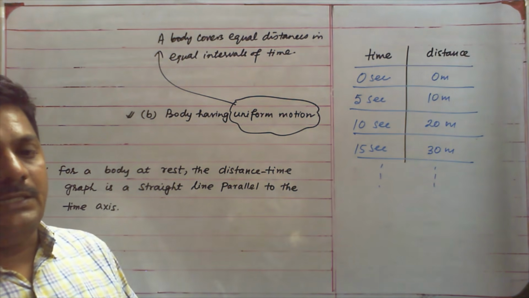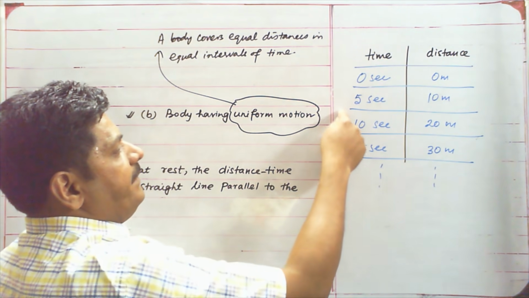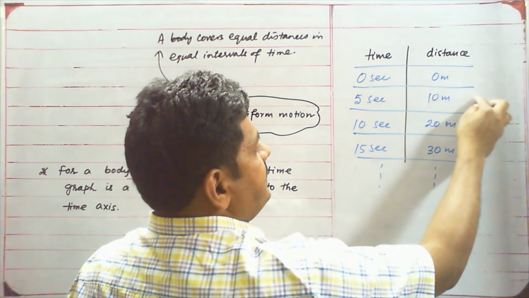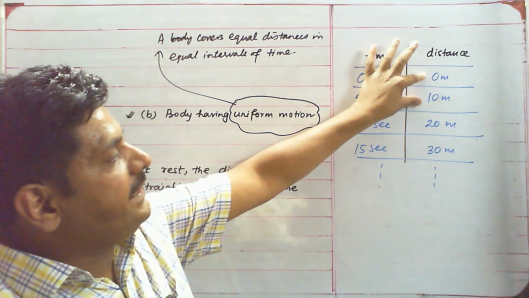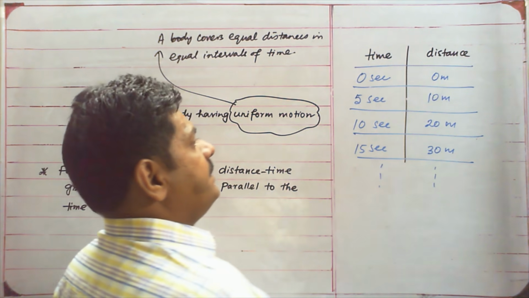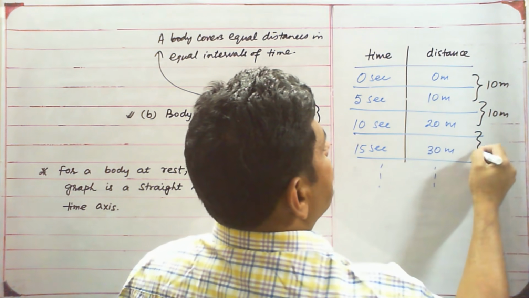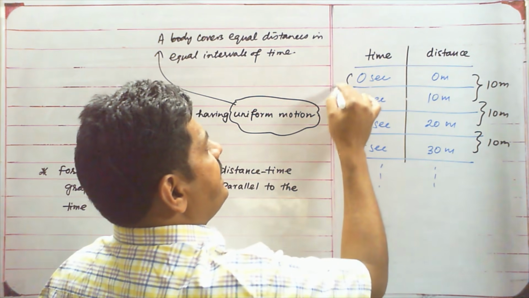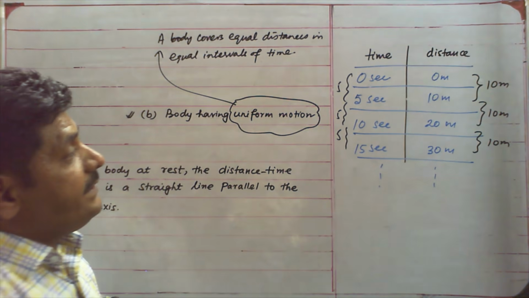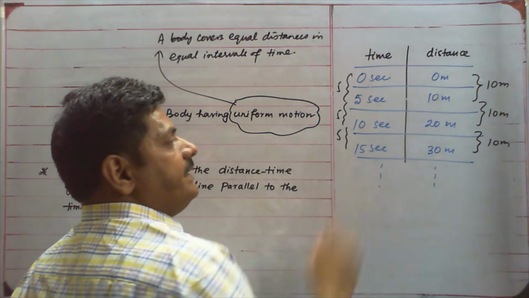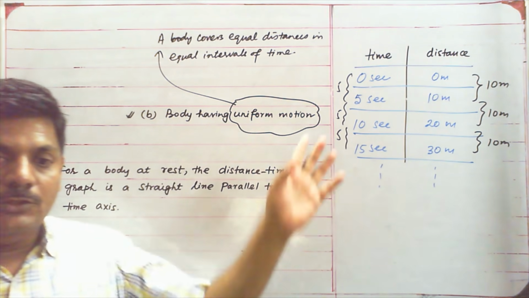Now if you look at this data, time is increasing uniformly and the distance also is increasing uniformly. So the body is covering equal distances. The gap is how much? If you look at this, the gap is 10 meters. Here also 10 meters, here also 10 meters. If you look at the time, here it is 5 seconds, here 5 seconds, here 5 seconds. So there are equal time intervals, and when the time intervals are same, the distance covered is also same. So in this case we say that the body has got uniform motion.